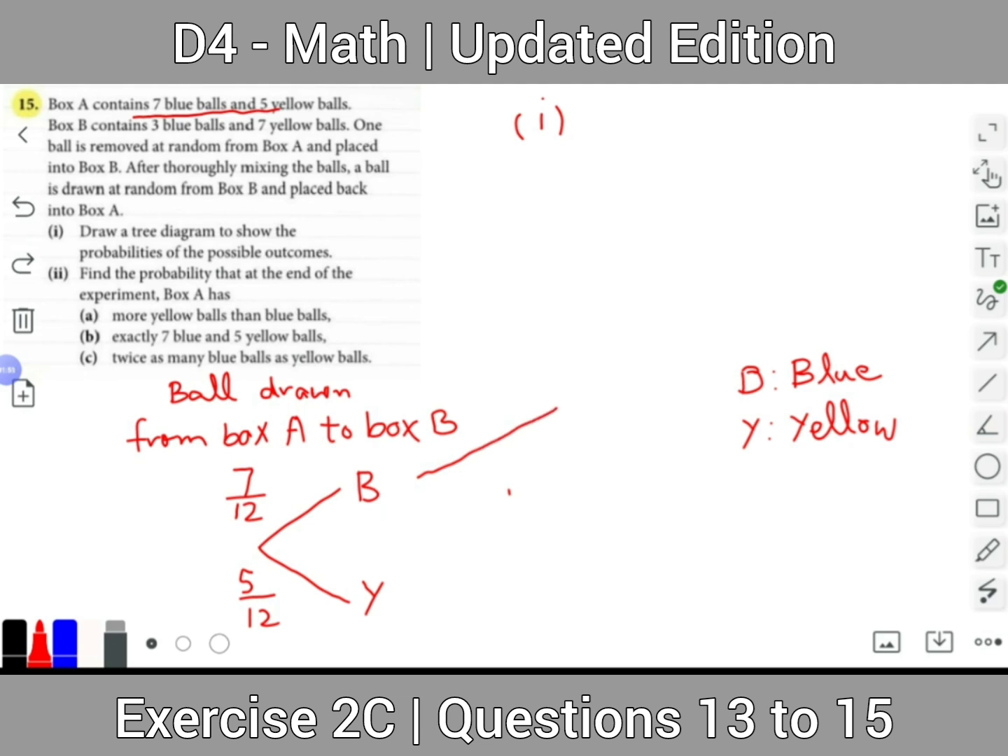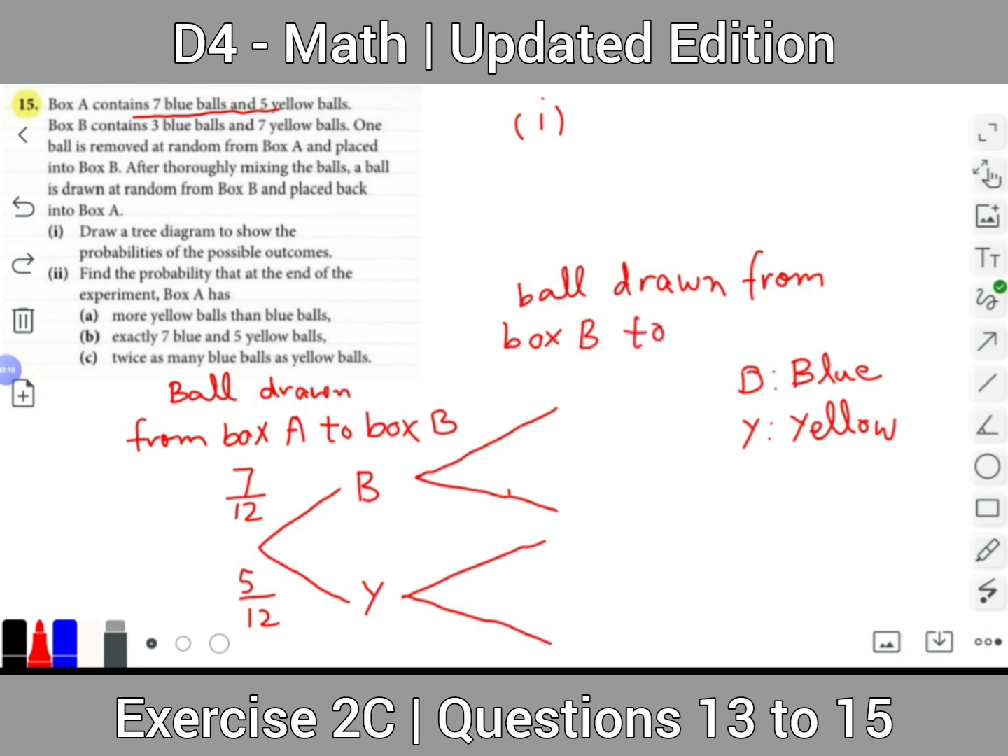Now we have further 4 possibilities. Ball drawn from box B to box A. Here we have B and Y, B and Y. Since in the statement we have read that after thoroughly mixing balls, a ball is drawn at random from box B and placed back into the box A.